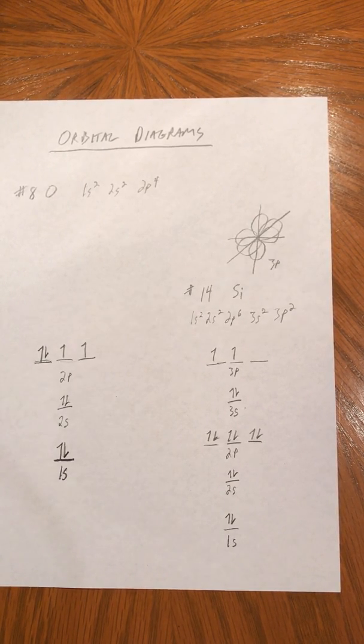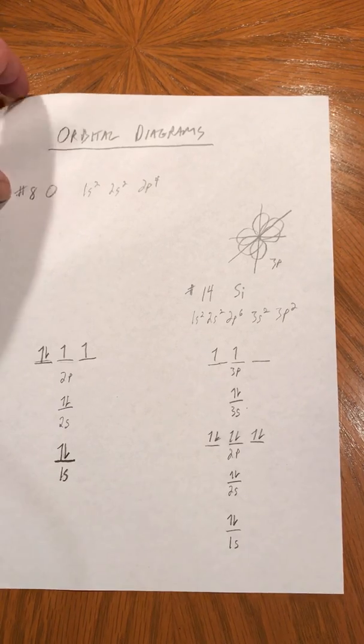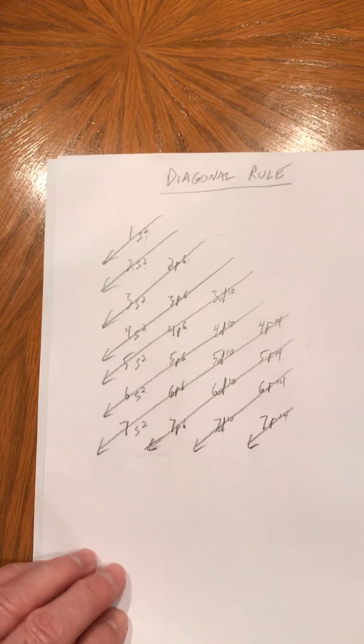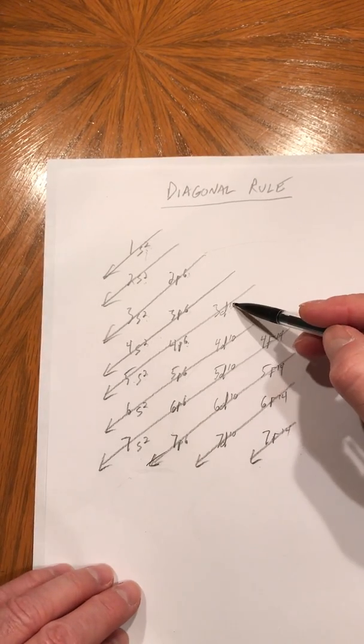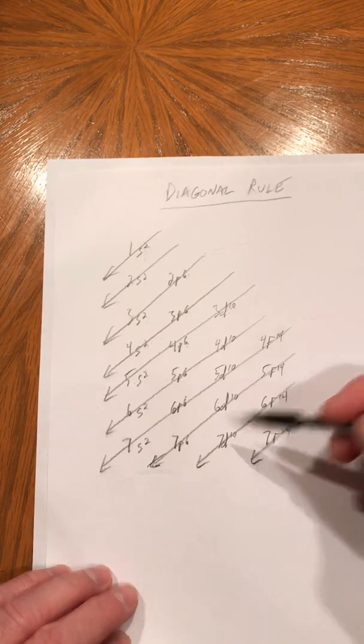So this is how you do orbital diagrams. If you have a D sublevel or an F sublevel, remember that the pictures for D and F sublevels are really too complex to draw, but we can take a look at the diagonal rule and figure out how many orbitals we should have. Remember, 2 electrons per orbital, so if we have 10 electrons in a D sublevel, that means there must be 5 D orbitals.